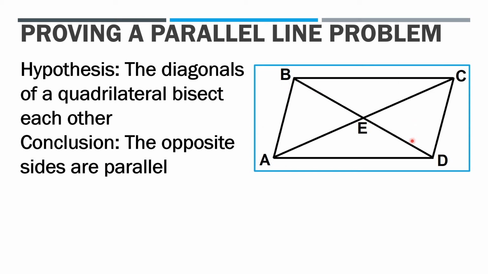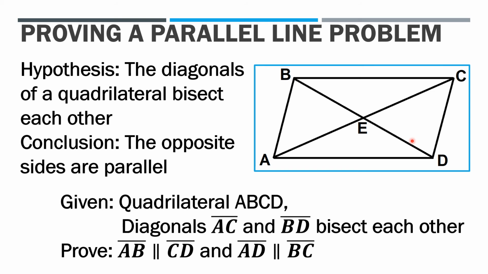Alright. In our restatement, we translate the hypothesis and conclusion to mathematical symbols. Thus, the hypothesis, or the given, states that ABCD is a quadrilateral and that line segments AC and BD are diagonals and bisect each other. The conclusion, or what to prove, states that line segment AB is parallel to CD and line segment AD is parallel to line segment BC.